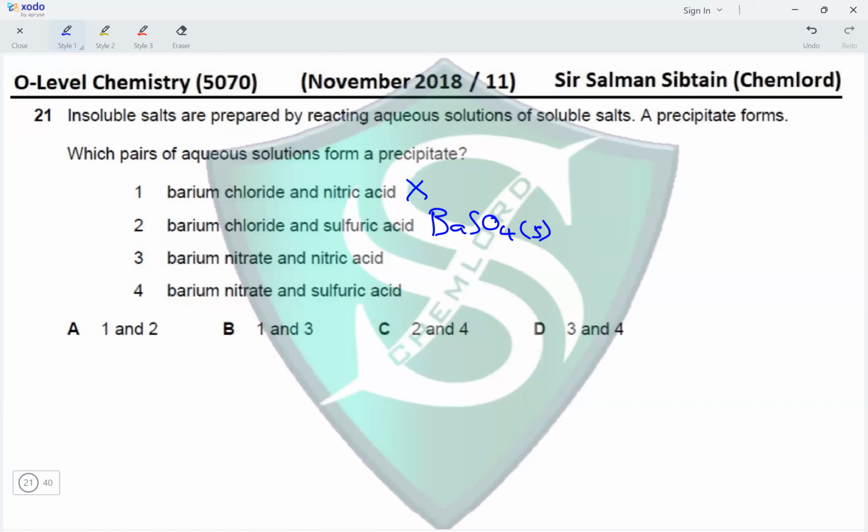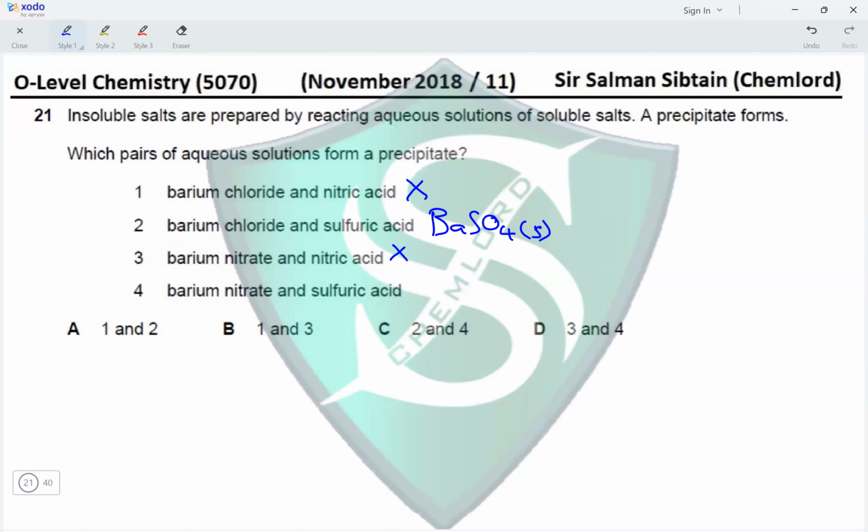Next, barium nitrate and nitric acid. In this case, since the anion is the same, nitrate in both cases, there would be no reaction taking place, and even barium nitrate is soluble, which we have already discussed, so precipitation will not be observed.